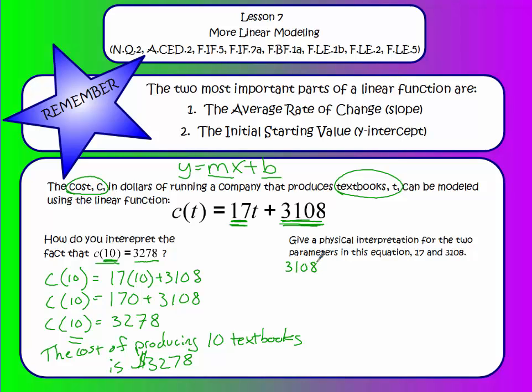So the 3,108 represents the cost of running the company before any textbooks are made.